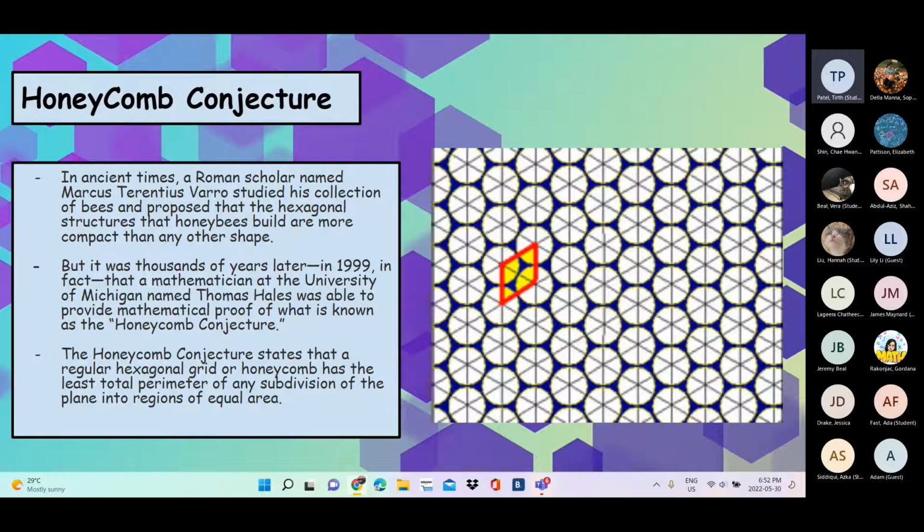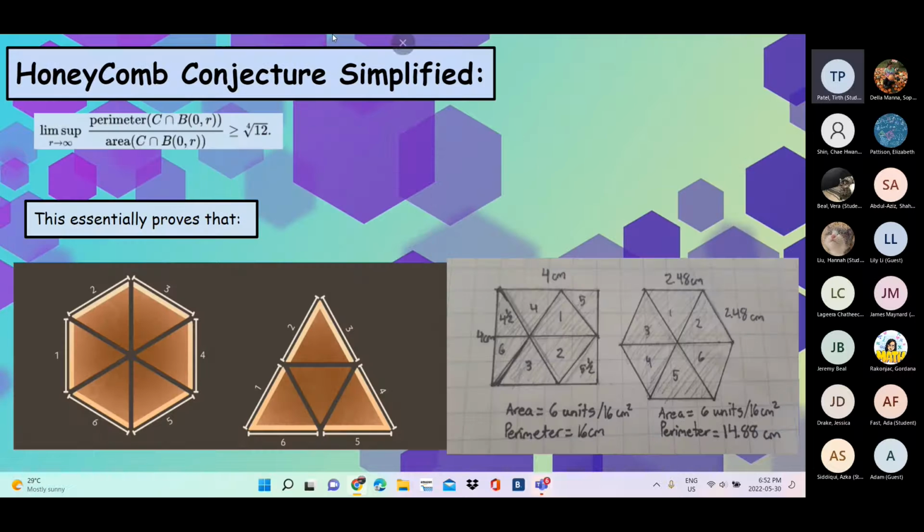Basically, the honeycomb conjecture proves that hexagonal tessellations allow for the most efficient way to maximize area while having minimal perimeter compared to any other shape. At the top, we see a formula of the honeycomb conjecture, and it's pretty complicated. At the bottom, on the left side, we see a regular hexagon and an equilateral triangle. The equilateral triangle and the hexagon have 6 units as their perimeter, which is noted by the numbers.